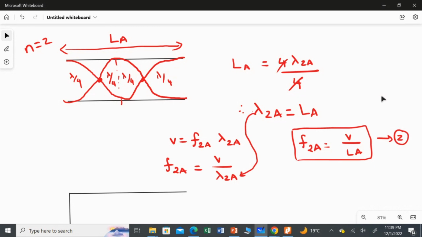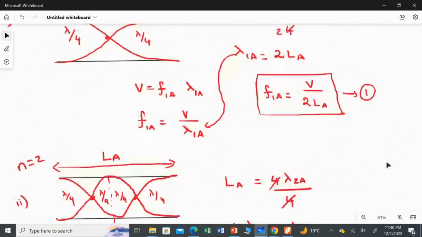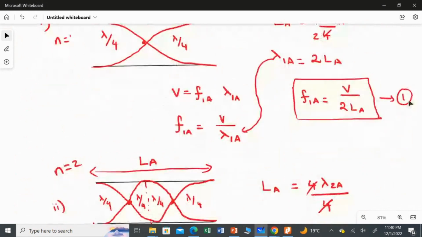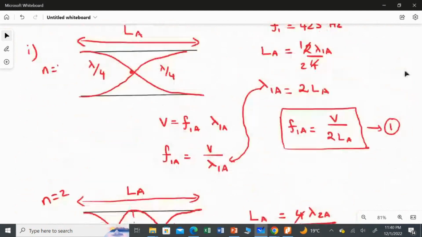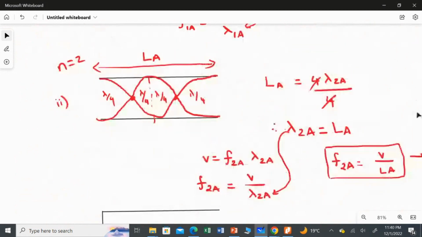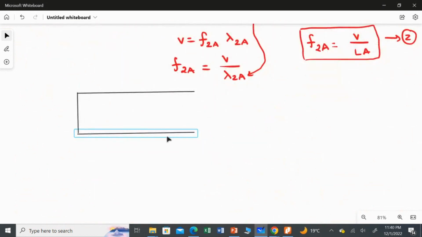Okay. So far we finished two cases, right? In the first case we did the fundamental, n is equal to 1 for pipe A, and in the second case we did n is equal to 2 for pipe A, because why? They mentioned here the fifth harmonic of pipe B has the same frequency as the second harmonic of pipe A. That's the reason we took pipe A for n is equal to 2, right? Now let's calculate for the fifth harmonic for pipe B, with one end open and another end closed, right? So we have to draw a similar type of diagram for that case.